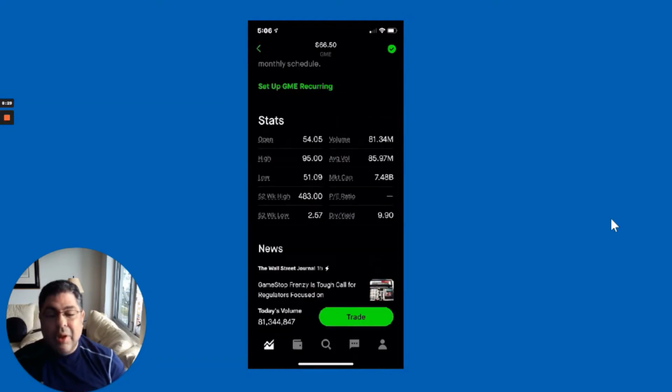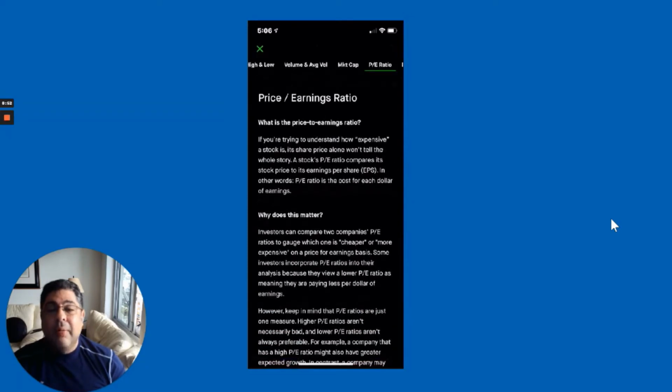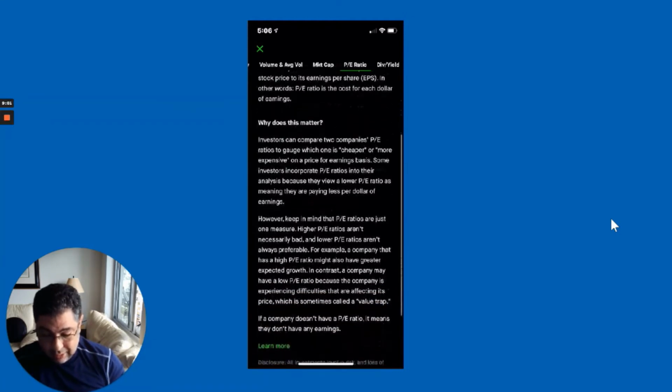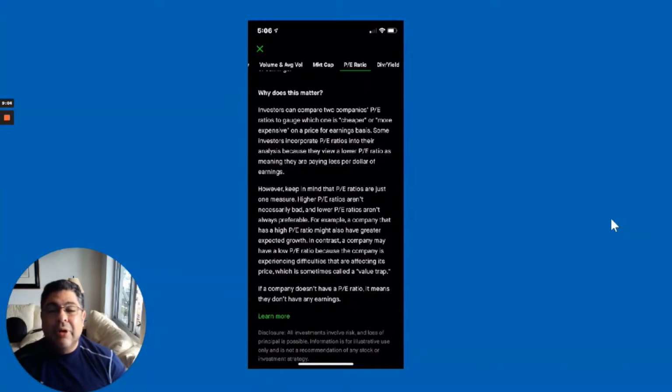The PE ratio. The reason it's blank is because it's negative. PE is just the price of the stock divided by the earnings per share. And earnings per share is basically the net profit after taxes divided by the number of shares. So if we click on that, PE is useful to know if a company is expensive. Why does this matter? Investors can compare two companies' PE ratios and gauge which one is cheaper. Two companies meaning comparable companies.